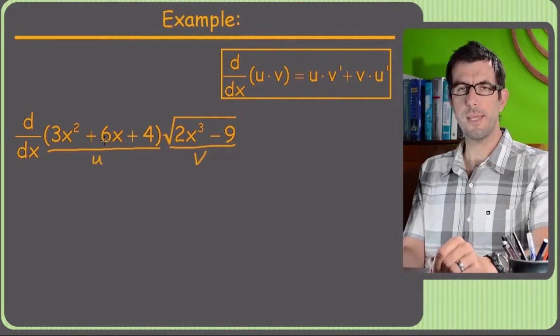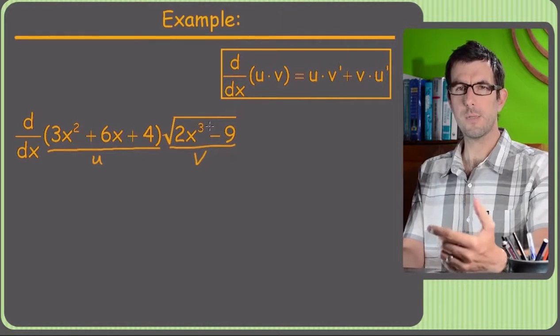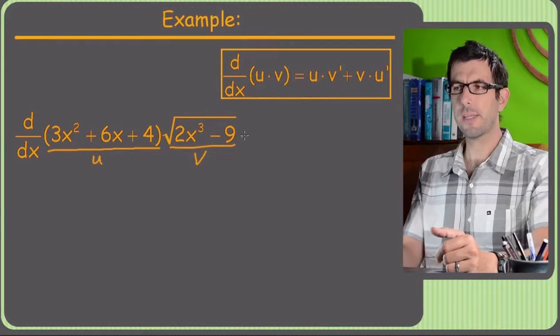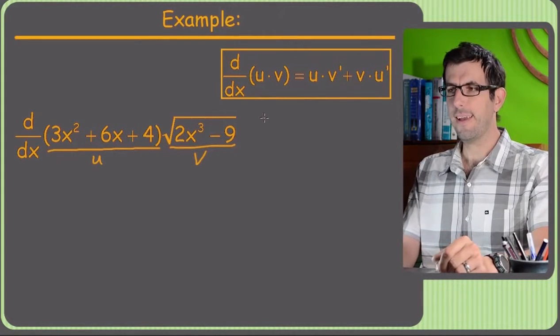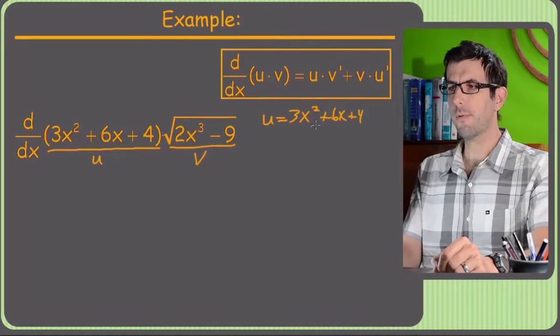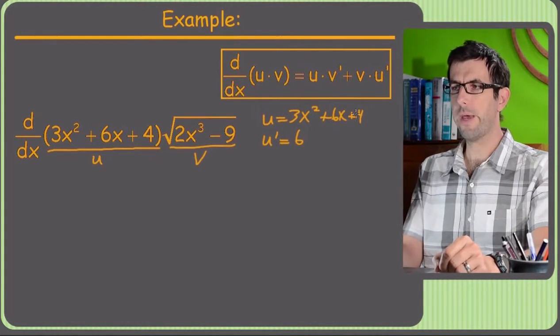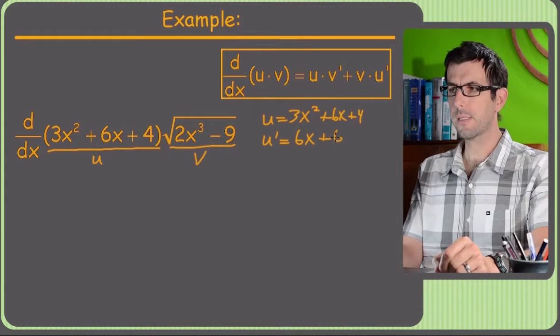All right, so once again, we just label them u and v. You can see this one's kind of nasty because we have a square root and a big polynomial. But if you're listing out everything separately, like I've exhorted you to do, then it's no big deal. So u is just 3x squared plus 6x plus 4. That means u prime is just going to be the derivative of all that, which is 6x plus 6. V, we just get straight out of the problem.